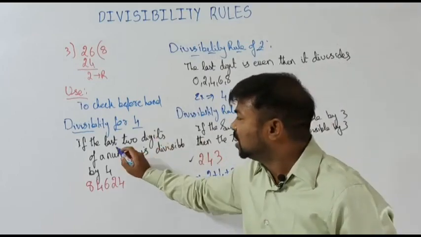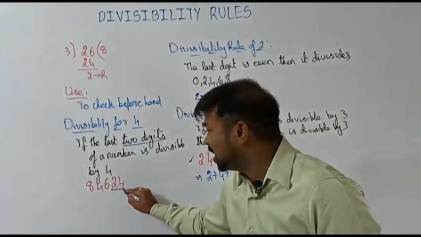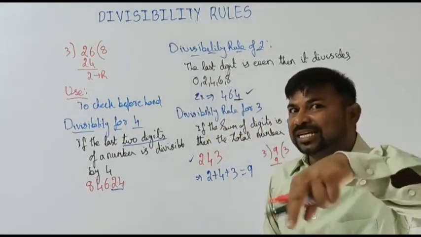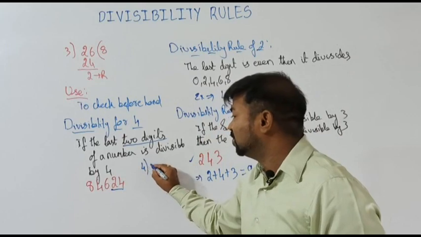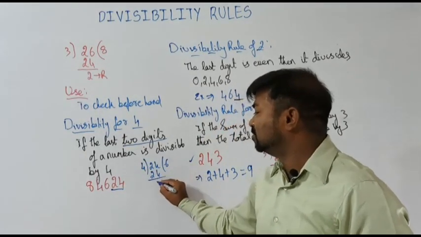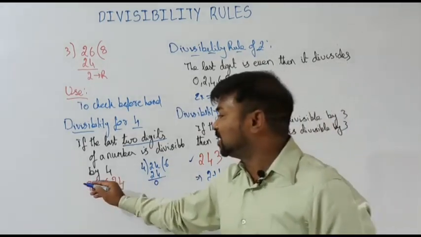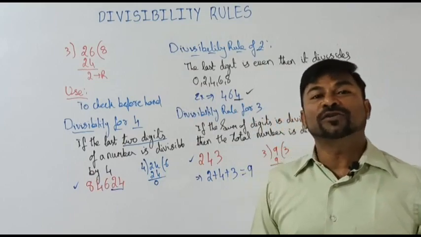Now, what does the rule say? Last 2 digits. Which are the last 2 digits? Is the number formed by the last 2 digits divisible by 4? Let us check it out. We are dividing by 4. It's nothing but 24, 6 times. Then I can straight away say, yes, this bigger number is also divisible by 4.